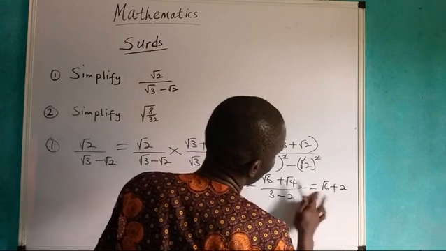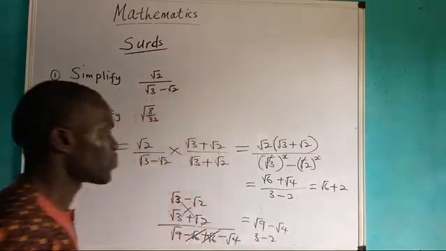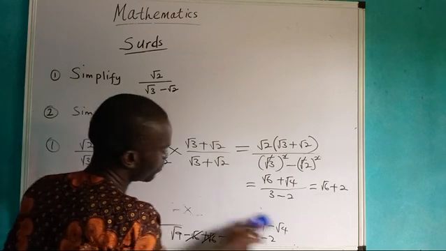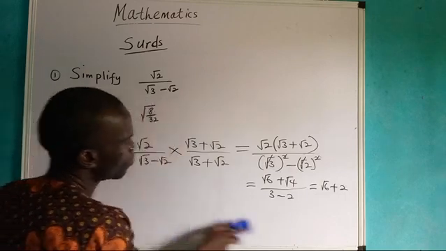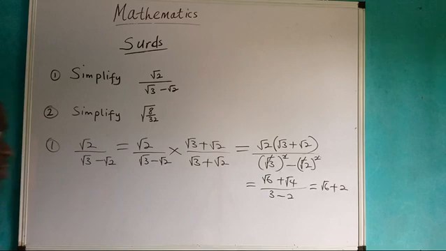Therefore, my final result will be what? Root 6 plus 2. That is going to be my final result. Root 6 plus 2 is the final result.